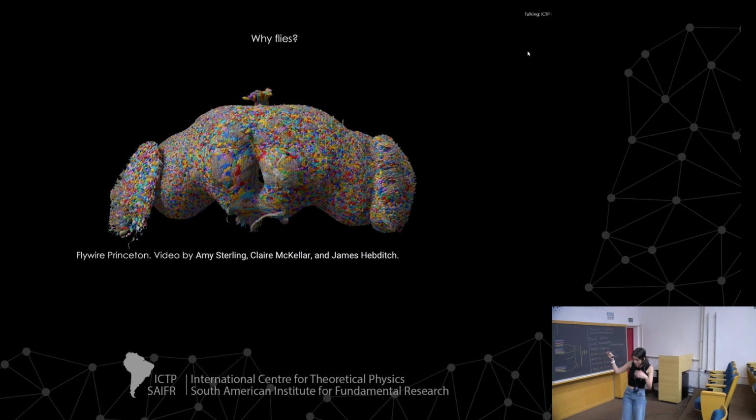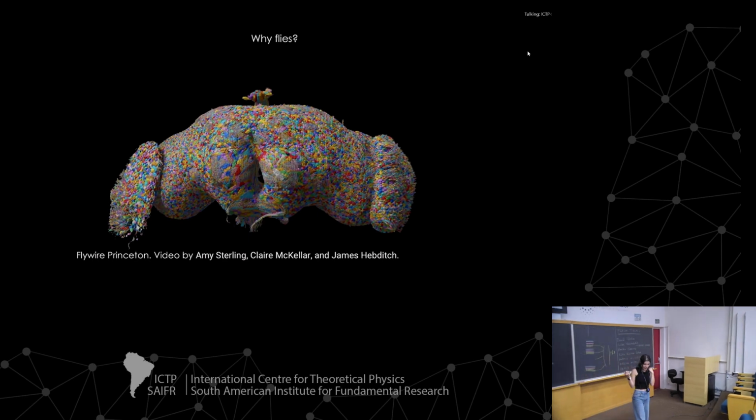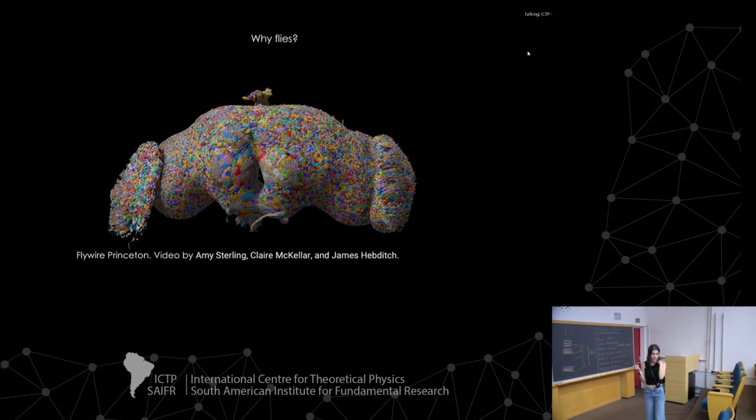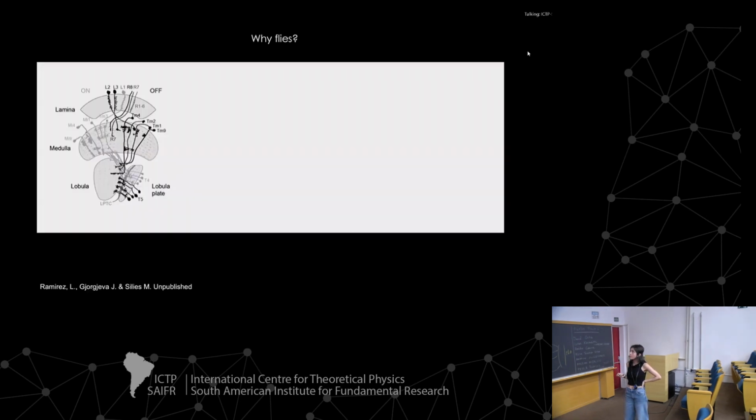I'm presenting this because I'm trying to tell you that flies are interesting, and that's why we are using flies. We are trying to also make sense of these ideas from the connectomic perspective. And the other reason why flies are cool is because we have a lot of data. This is the optic lobe of the fly. I already showed you the mammal retina, but this is what the fly looks like. We have photoreceptors, lamina neurons, medulla neurons, and the lobula plate neurons. Again, they do this hierarchical processing of information.